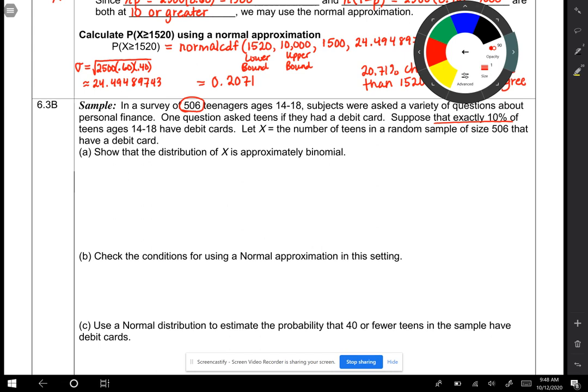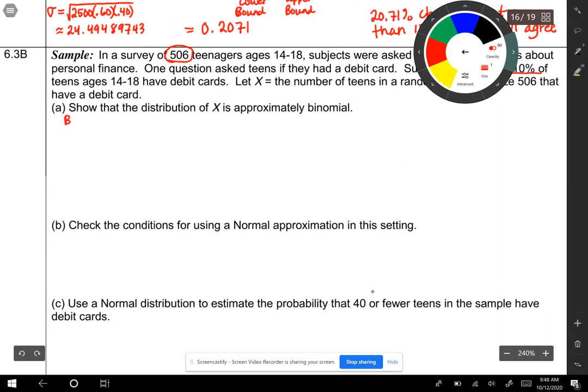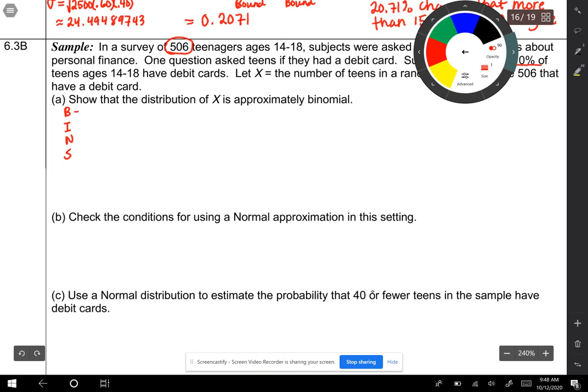So here we're going to do everything on our own. Okay, so for B, success is having a debit card. Failure is no debit card. Independence, well, you are not going to replace, so therefore you have to show that it's going to meet the 10% condition.